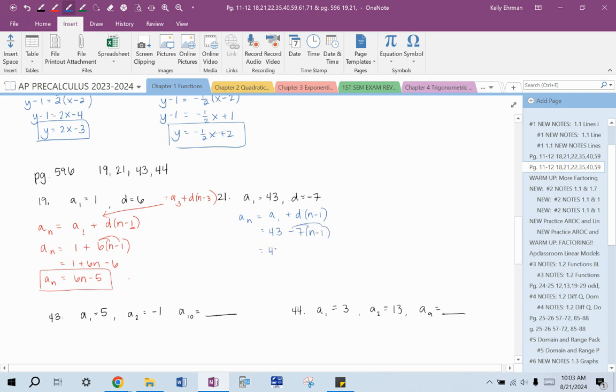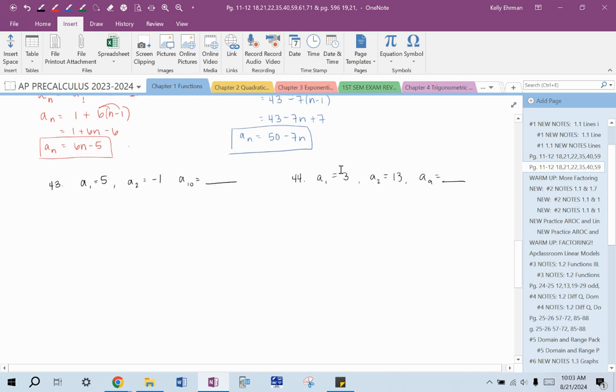Distribute. 43 minus 7n. This is negative 7 times negative 1, so plus 7. So the nth term is 43 plus 7, which is 50, minus 7n. So again, if I said find the third term, it would be 50 minus 7 times 3, and then you simplify that.